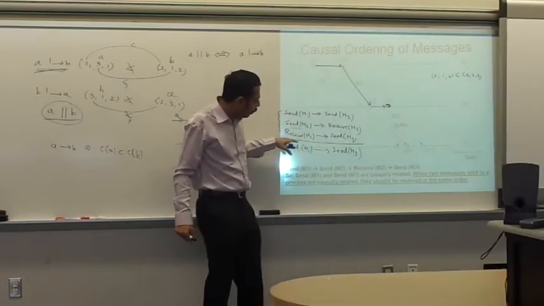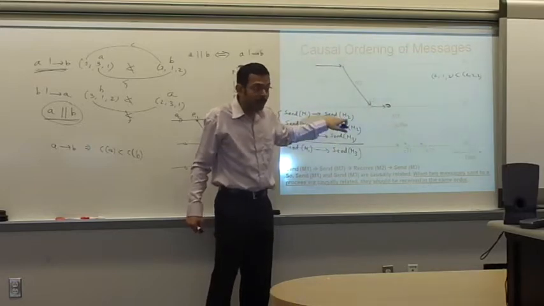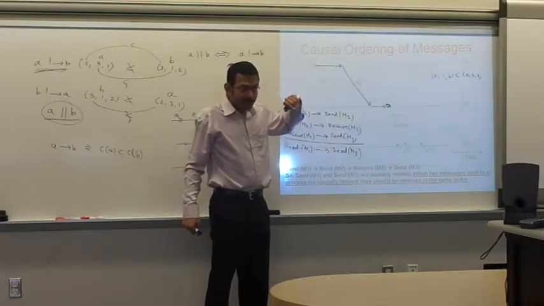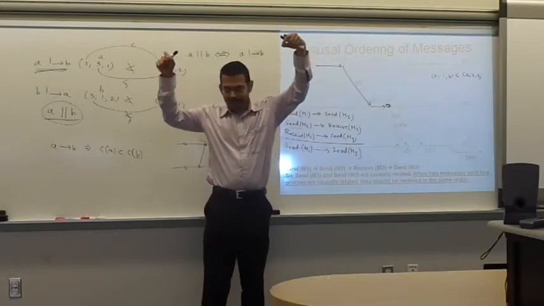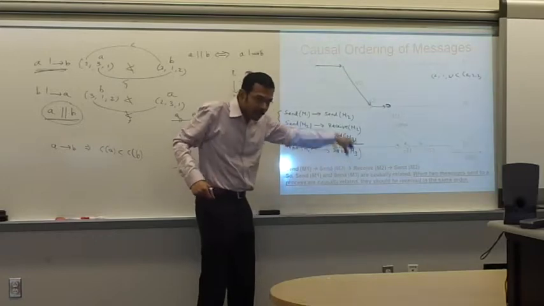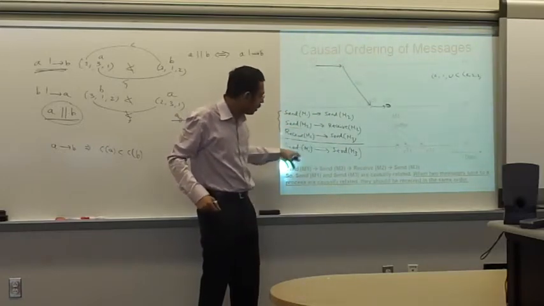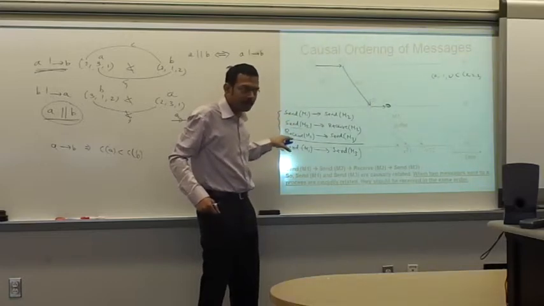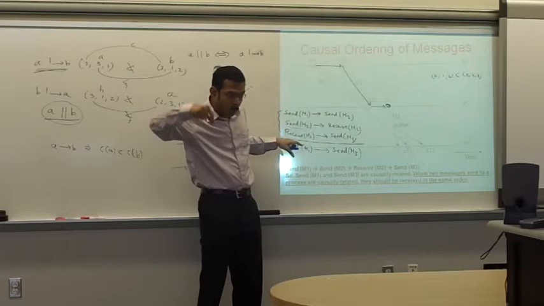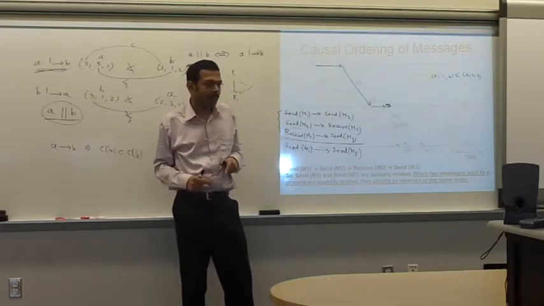The sending of M1 is what happened before the sending of M3. And both are supposed to be sent to process 3, right? So if two messages are sent, you send M3 because of sending M1. That's what makes them causally related, right? So is it that the receiving of M1 should happen before the receiving of M3?